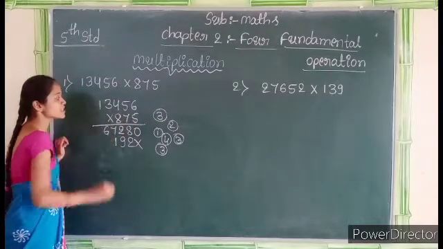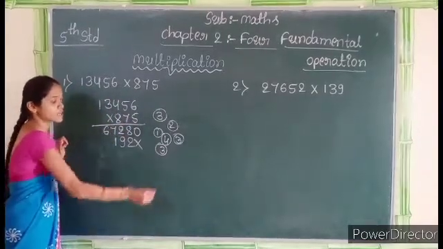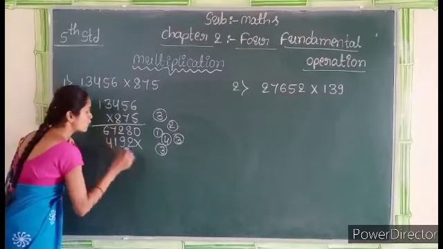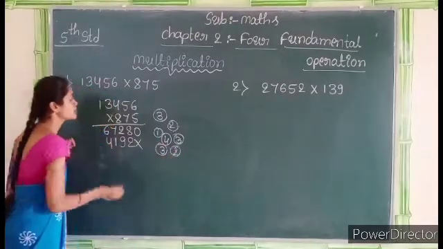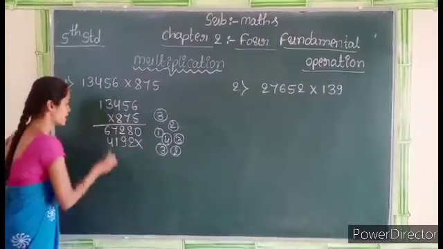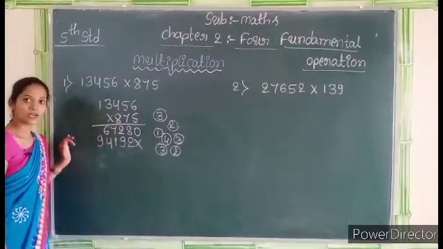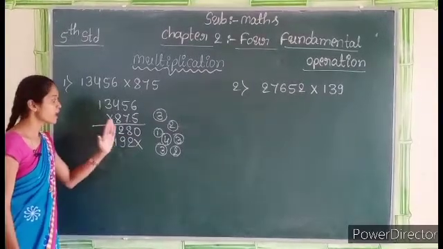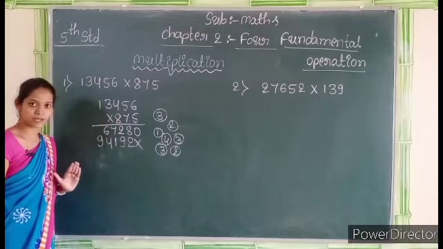Then 7 3s are 21. 21 plus 3, 24. I will write 4, then 2 carry. Then 7 1s are 7. 7 plus 2, 9. Okay, now we completed the tens place multiplication. Then we have to move on to the hundreds place multiplication.